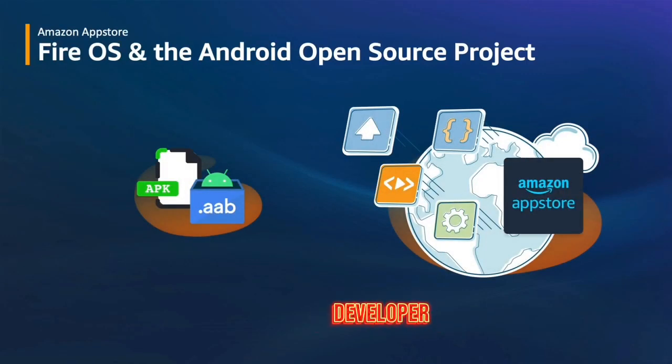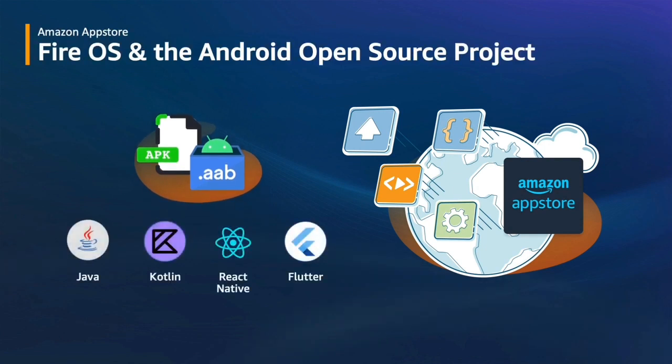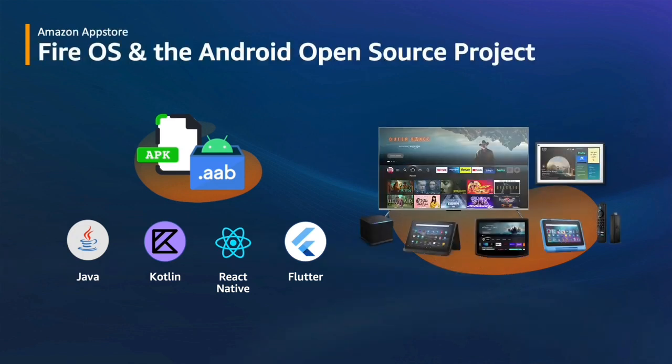So let's get started. If you are an Android developer new to building with Amazon App Store, here's a quick refresher. Fire OS is our device operating system that is based on the Android open source project. Existing apps built for Android with Java, Kotlin, React Native, Flutter, and other cross-platform frameworks can be ported to Amazon App Store for multiple devices. So, when you submit an Android app to Amazon App Store, the majority of your development work will be integrating Amazon's SDKs along with testing your app on Amazon devices.